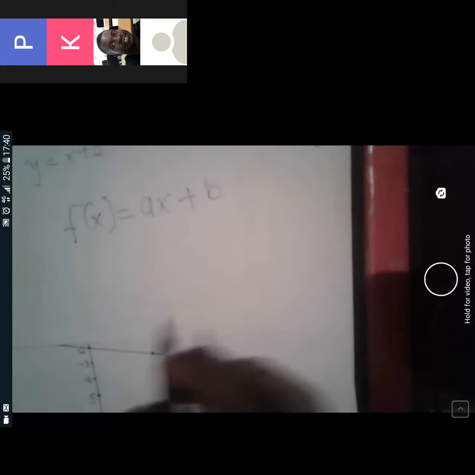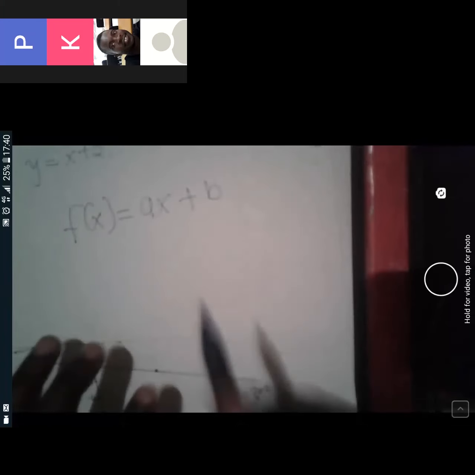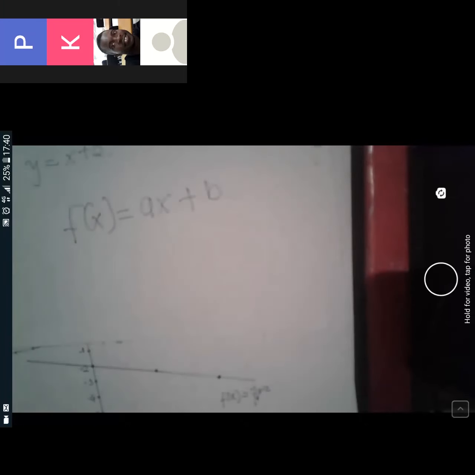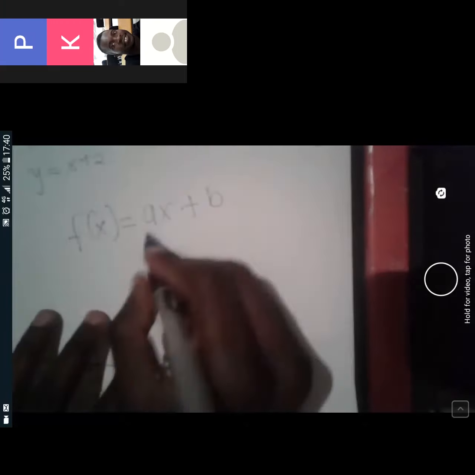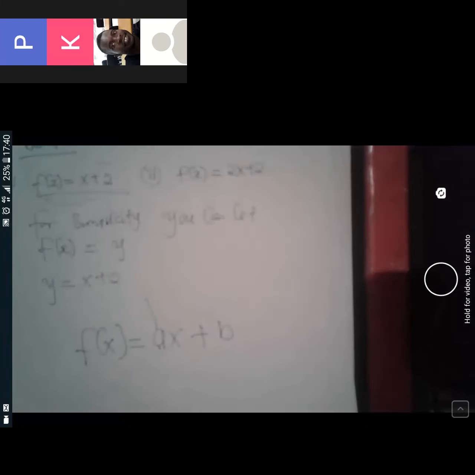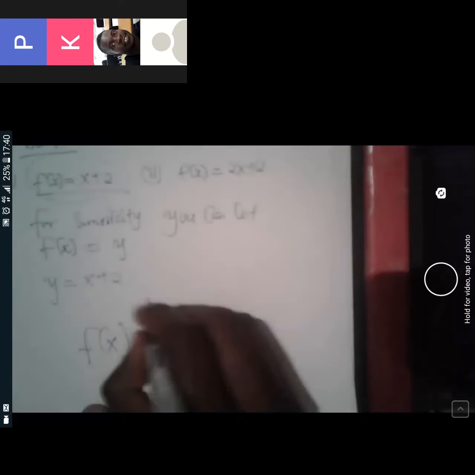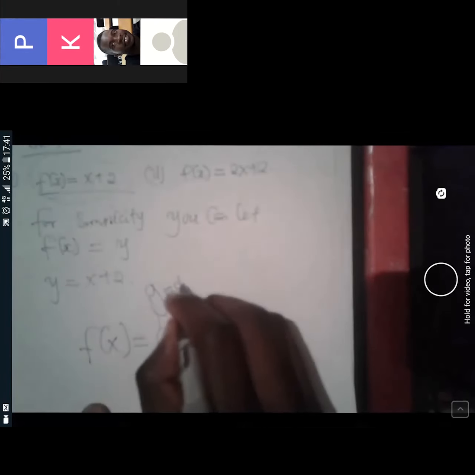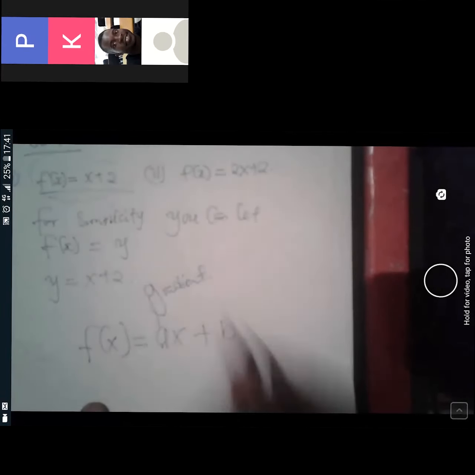Another thing that you need to know about a linear function is that a linear function has a gradient. For example, this one, you see it is inclined at a certain angle. That's what you call the gradient. The gradient of a linear function is simply this one here, the a. That is the gradient of the function.